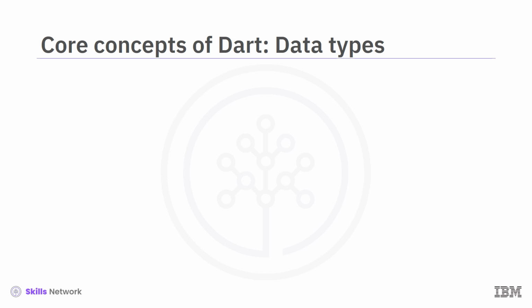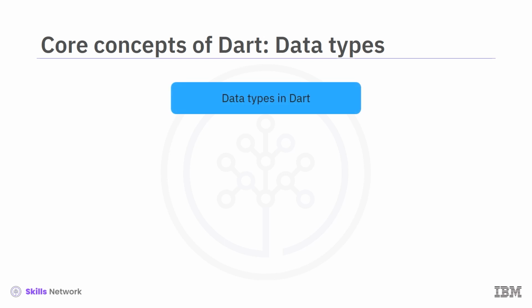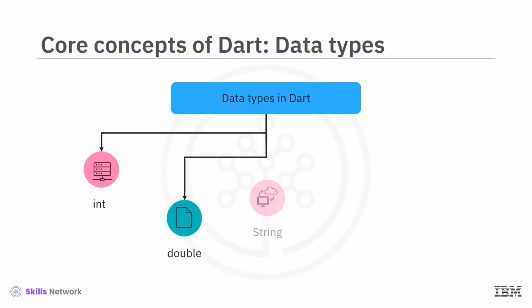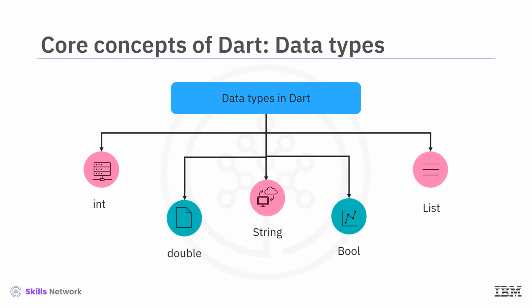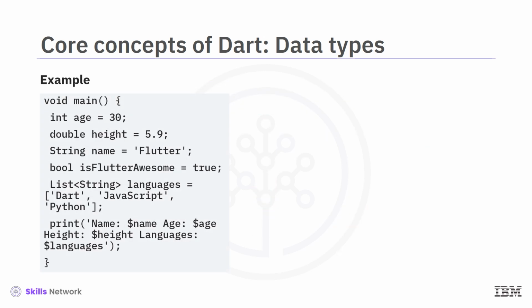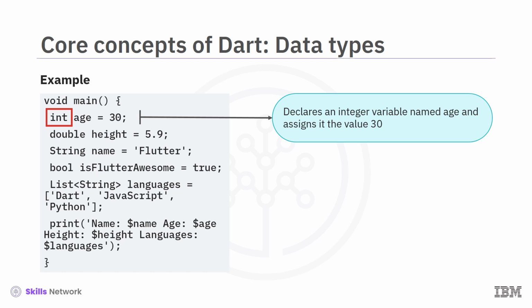Proceeding further, let's learn about the concept of data types. Dart supports various data types including int, double, string, bool, and list. Let's look at an example to learn about the role of data types. Note that here you can declare variables with different data types such as int, double, string, bool, and list. In the given example, the int data type declares an integer variable named age and assigns it the value 30.